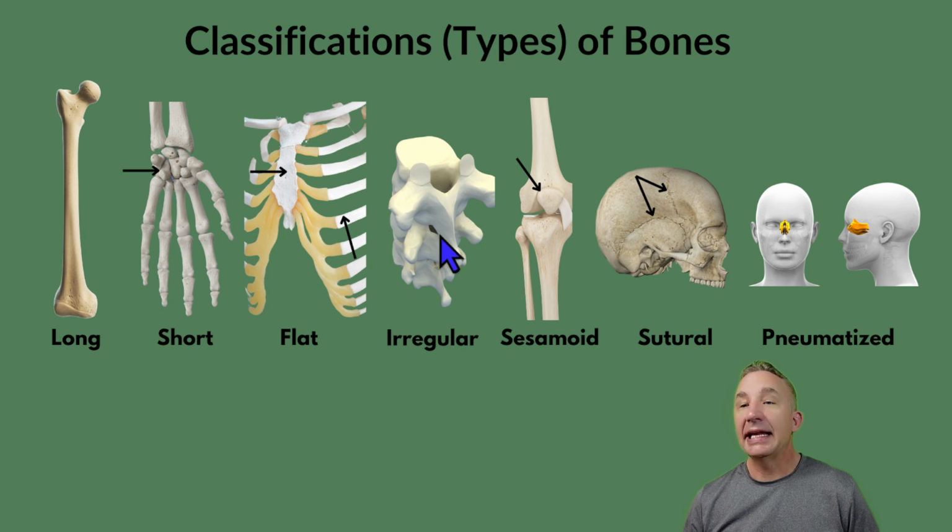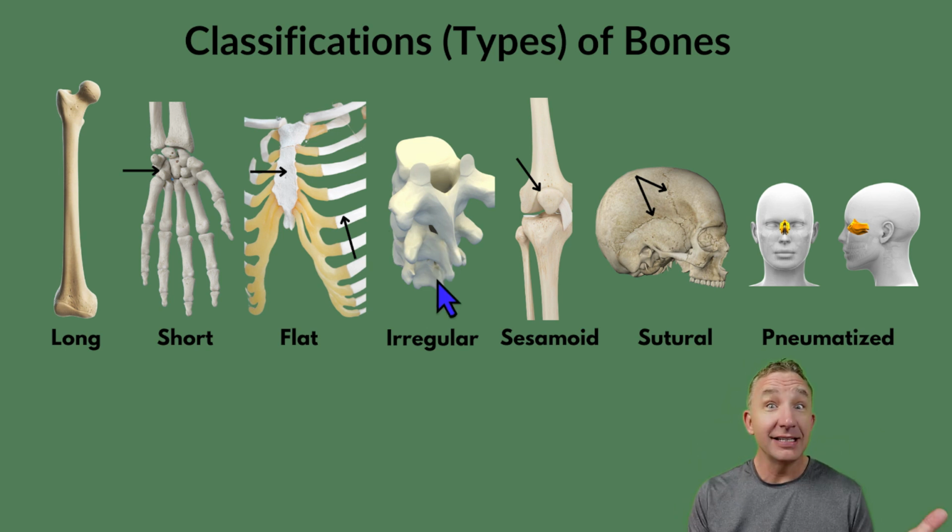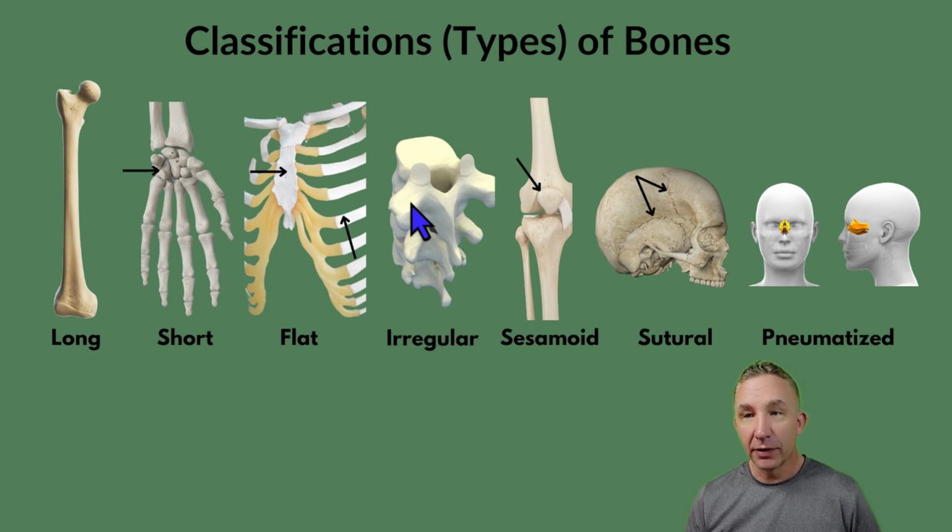Okay. And then irregular, they're all over the place. Some of my facial bones, so my face is irregular, and my vertebrae. So this is stacking 3 vertebrae here, but they're not long, they're not short, they're not flat, they're kind of all over the place, so we call them irregular.